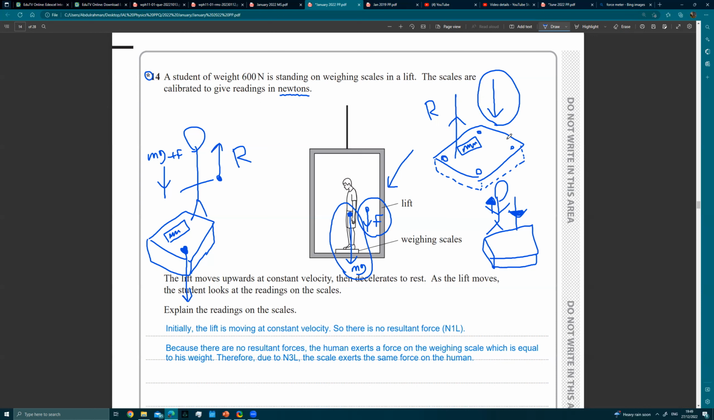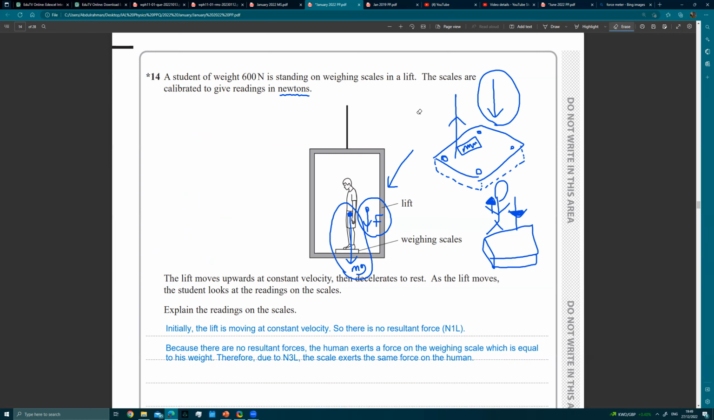Does that make sense? No? So in the exam, if they ask a question relating to a scale or a force meter or anything, you'd refer to it as a reaction force, right? Yeah, the reading on the scale will be the reaction force. Yes.